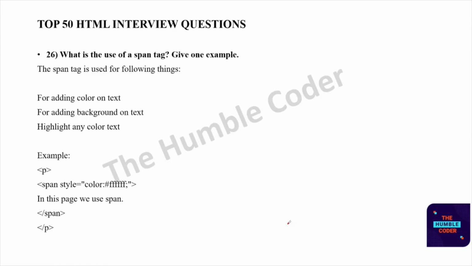Next question is, what is the use of a span tag? Give one example of it. The span tag is used for the following things: for adding color on the text, for adding background on the text, highlighting any color text. For example, we have a paragraph, in that we make use of the span tag and style equals color. In this page we use span. So this is the main use of a span tag, that is either for adding color or background or highlighting any color text. Moving on to the next question.